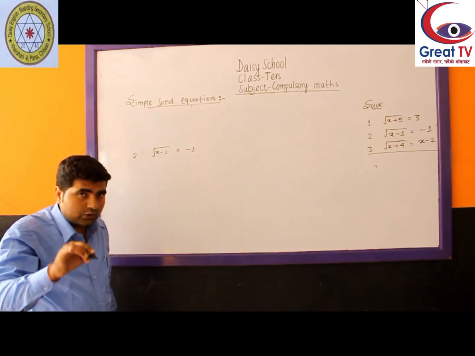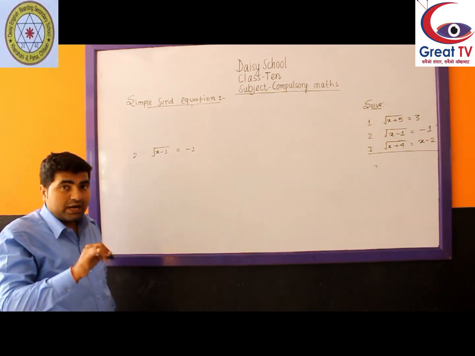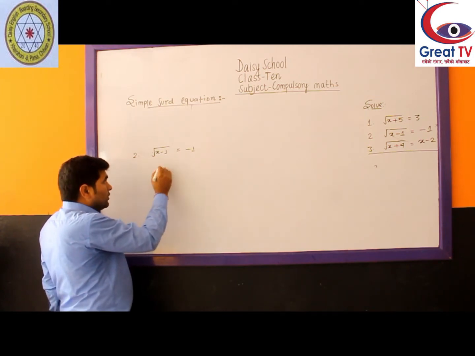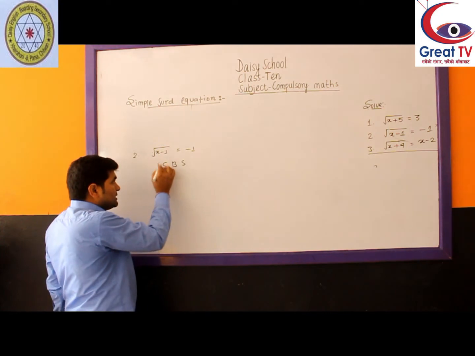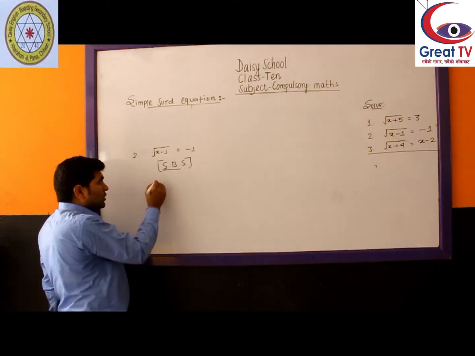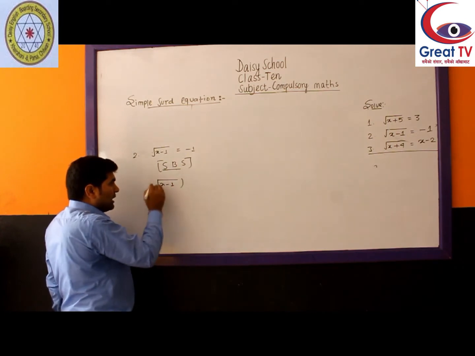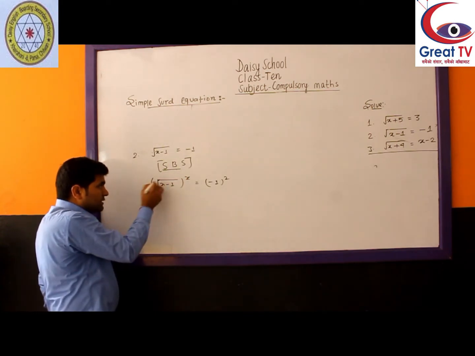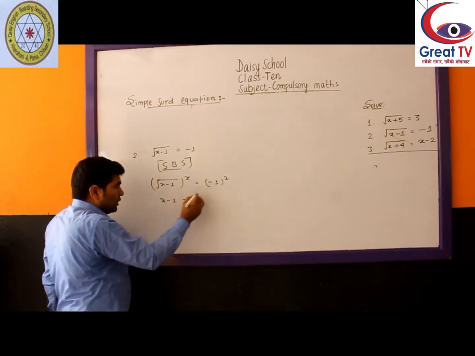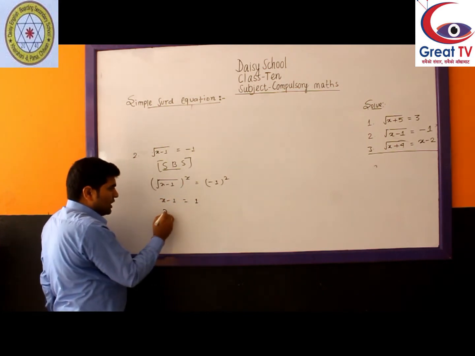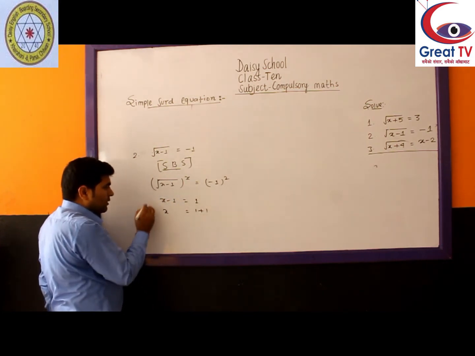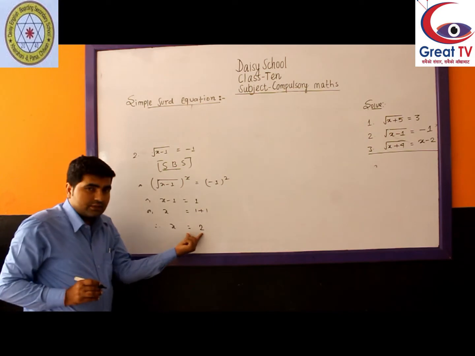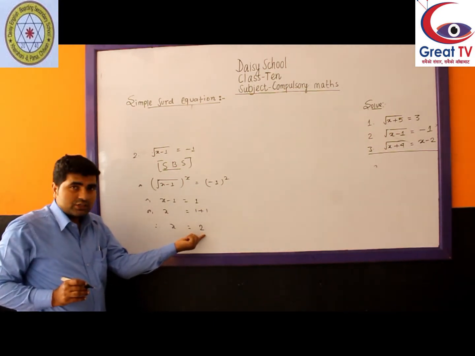Squaring on both sides, or raising to the power 3 or power 4 on both sides, depends on the order of it. So here, squaring on both sides: root under x minus 1 whole square equal to minus 1 square. The square removes the root, so x minus 1 equal to 1, x equal to 1 plus 1, therefore the value of x equal to 2. Is this solution a perfect root or an extraneous root?